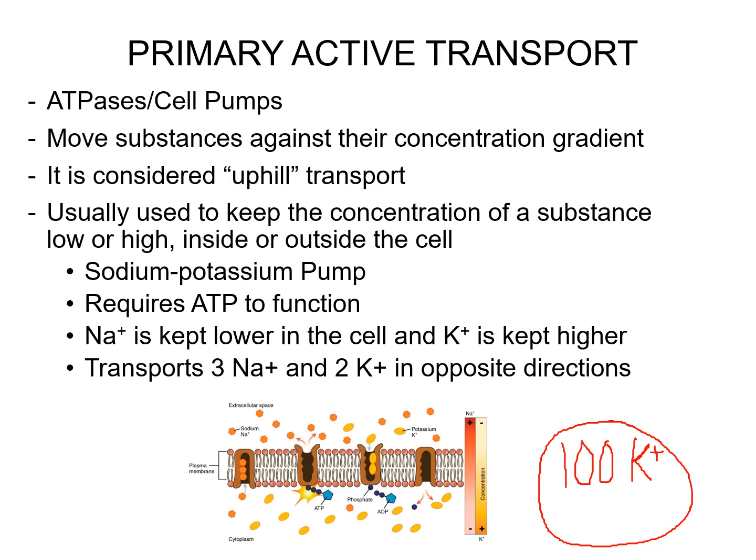Outside of the cell is not that much potassium. To give you an idea of how much, it's about 10 potassiums. So what you are seeing is inside the cell, we have 10 times as much potassium compared to outside the cell. Huge concentration gradient.